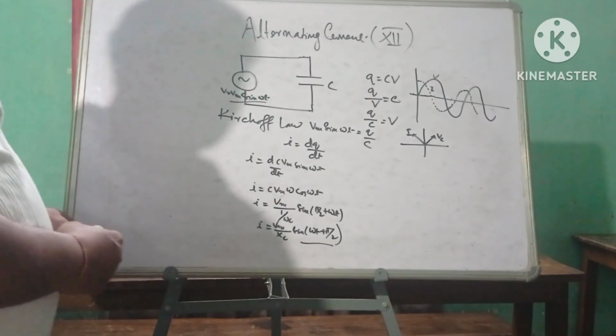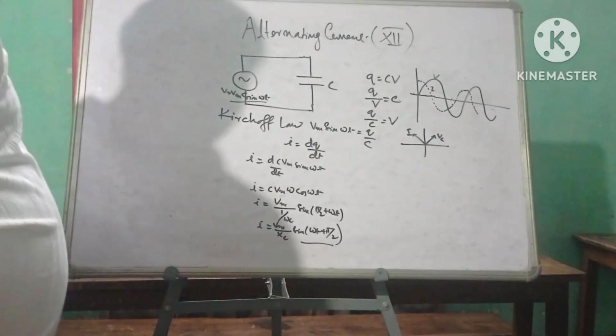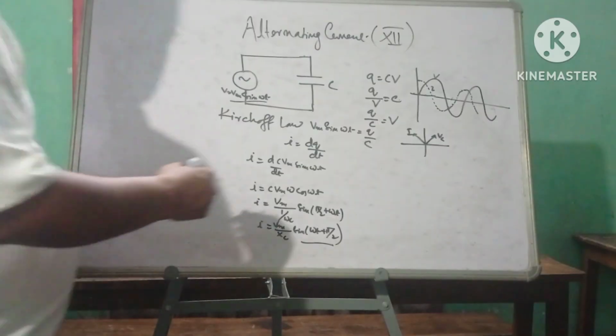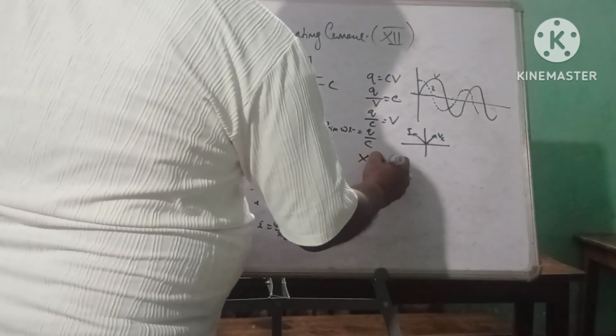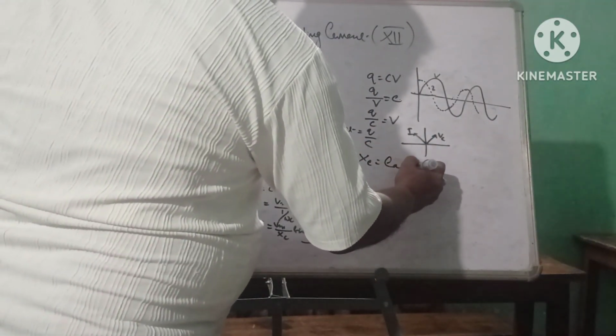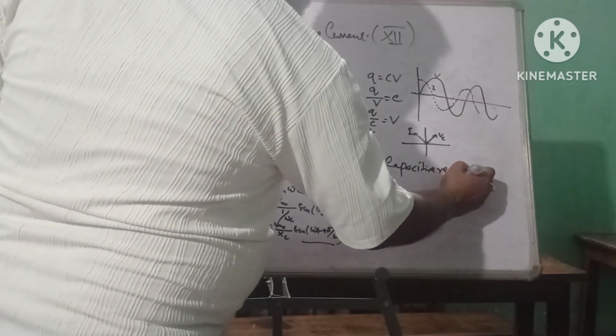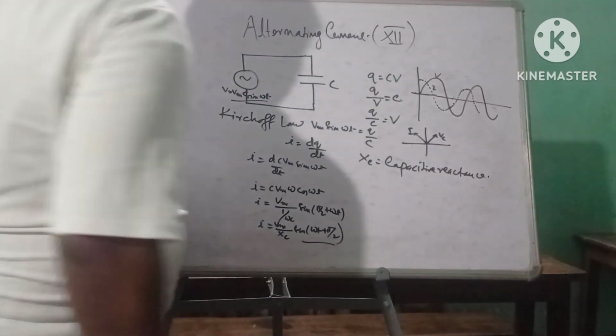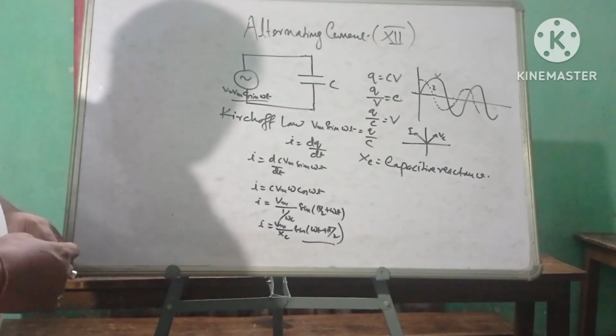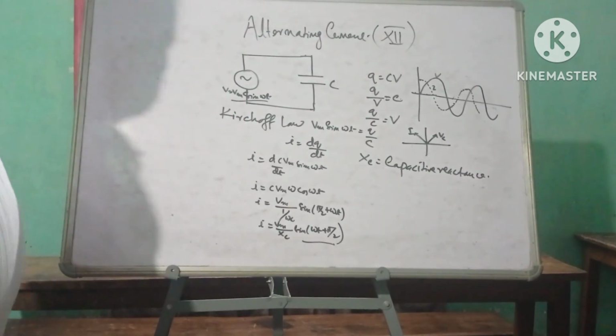So this is your phasor diagram, and here your XC is called capacitive reactance.